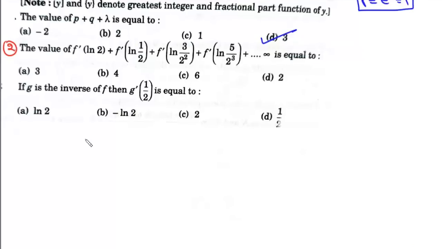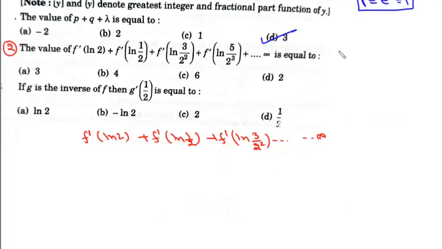Now the second question is to find the value of f dash log 2, f dash log 1 by 2, f dash log 3 upon 2 square, up to infinite. Now we know that f dash x is 1 when x is greater than 0, and it is e to the power x when x is less than 0. Now at log 2, this value is positive, so this is 1 plus, now all these log 1 by 2, log 3 upon 2 square, log 5 upon 2 cube, this x is less than 0. So for all these, it will be this e to the power x.